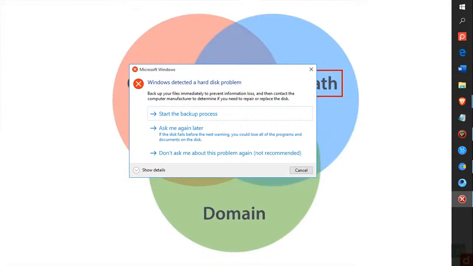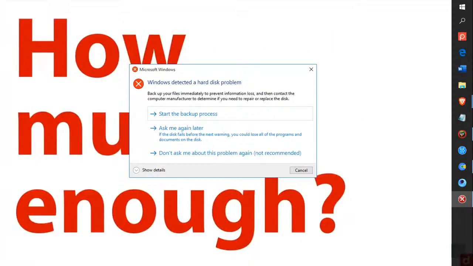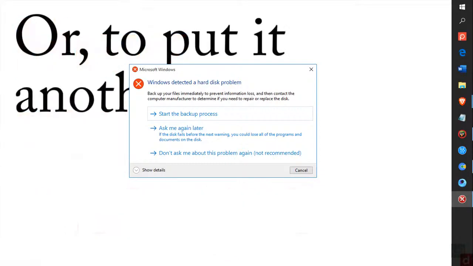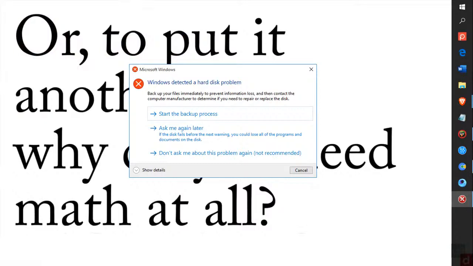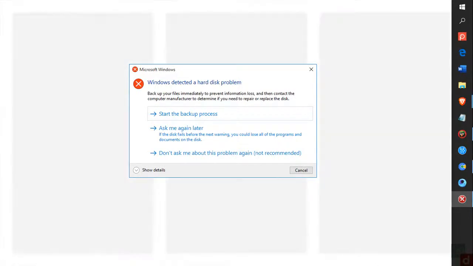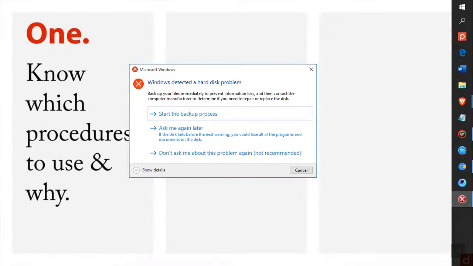And probably the most important question is, how much math is enough to do what you need to do? Or to put it another way, why do you need math at all? Because you've got a computer to do it. Well, I can think of 3 reasons you don't want to rely on just the computer, but it's helpful to have some sound mathematical understanding. Here they are. Number 1, you need to know which procedures to use and why. So you have your question, you have your data, you need to have enough of an understanding to make an informed choice. That's not terribly difficult.